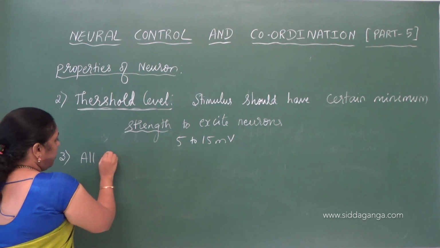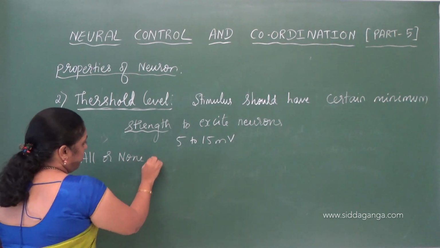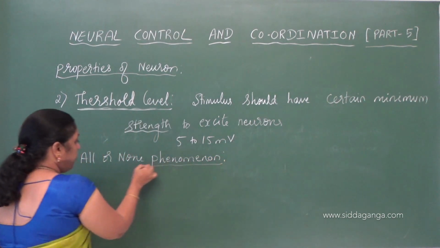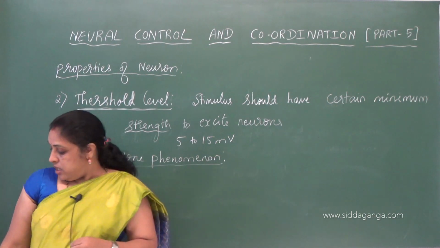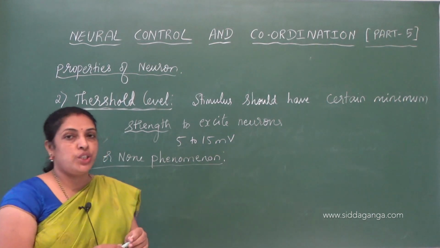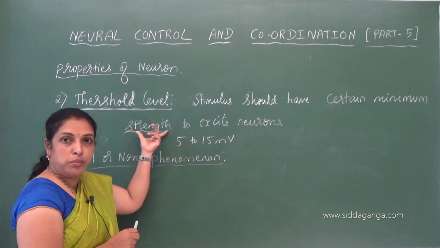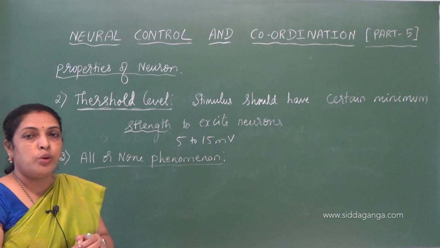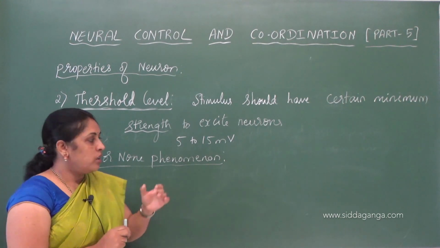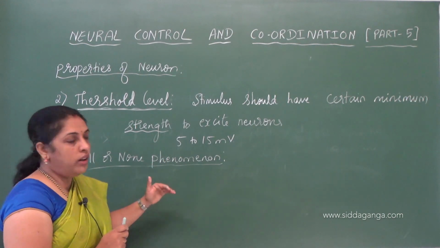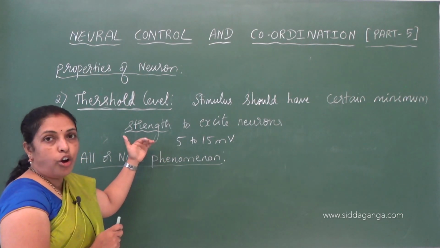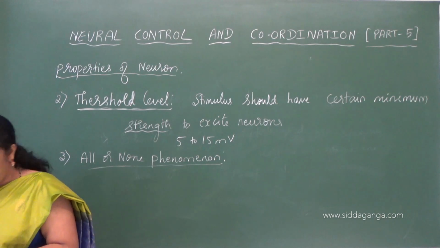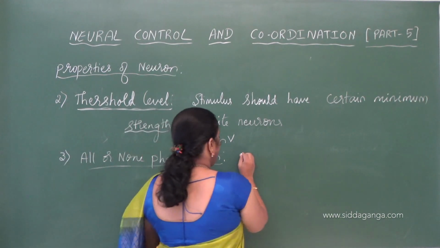The next one is the all or none phenomenon. All or none phenomenon means, to generate action potential, the stimulus should have a certain minimum strength. Below that strength, the nerves are not excitable. So the nerves are excitable only at the threshold level, not below that. That is nothing but the all or none phenomenon.